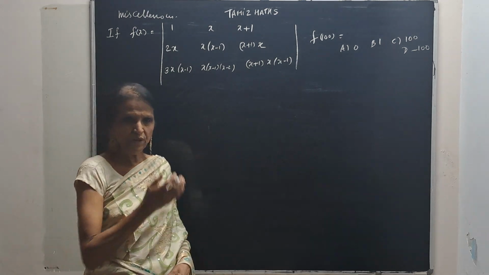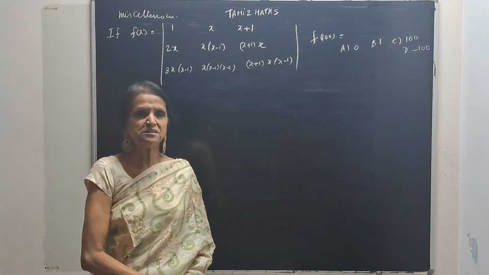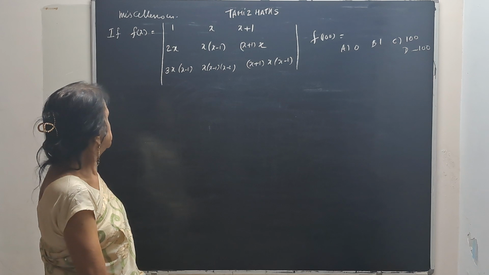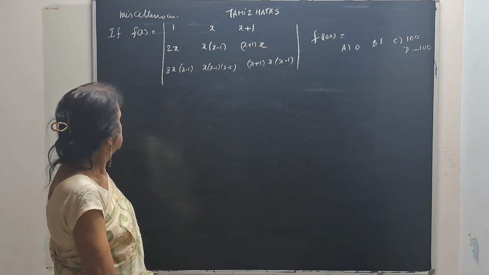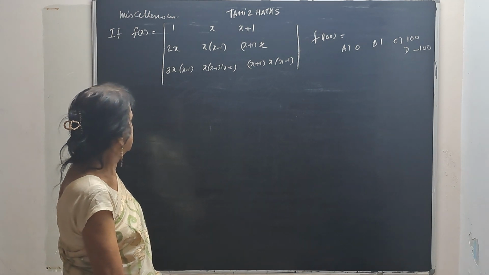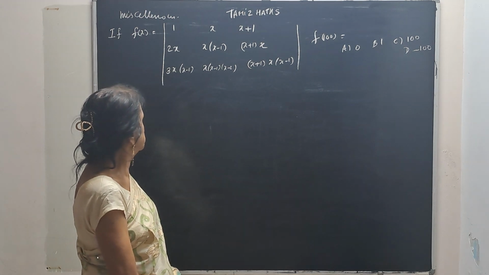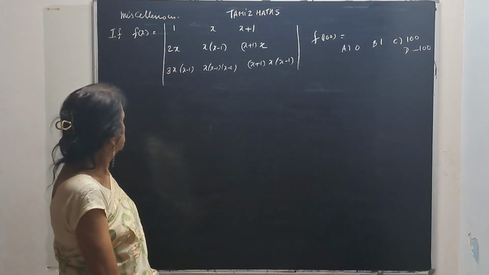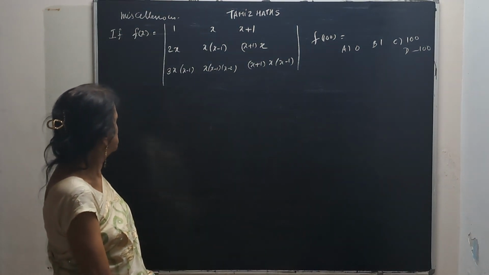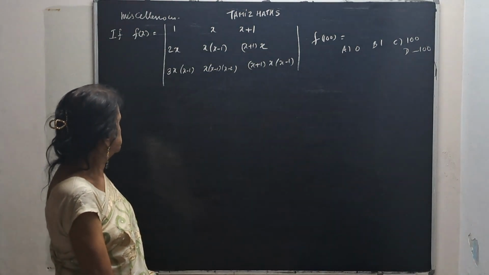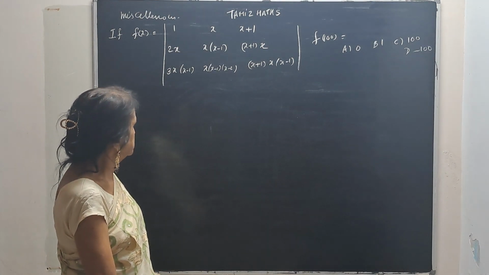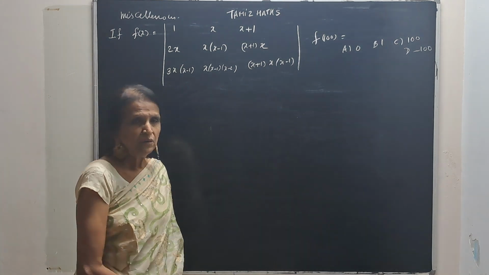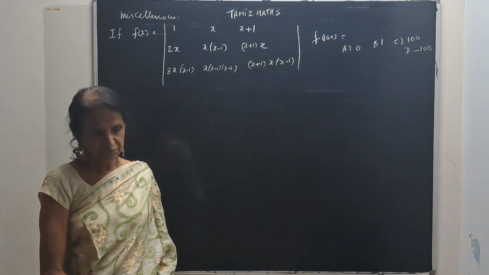Let's see how we are going to go about this determinant. f(x) is a determinant. The first row is 1, x, x plus 1. Second row 2x, x into x minus 1, x plus 1 into x. Third row 3x, x minus 1 into x, x into x minus 1 into x minus 2, x plus 1 into x minus 1. That is f(x). We are interested in f(100).